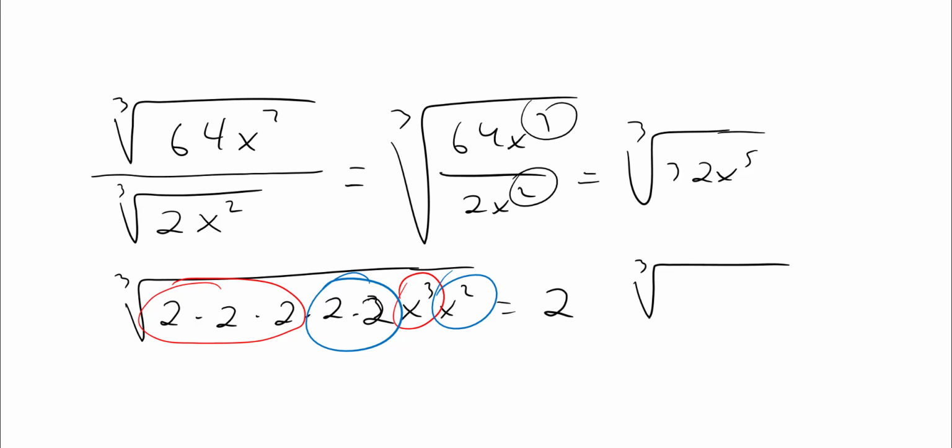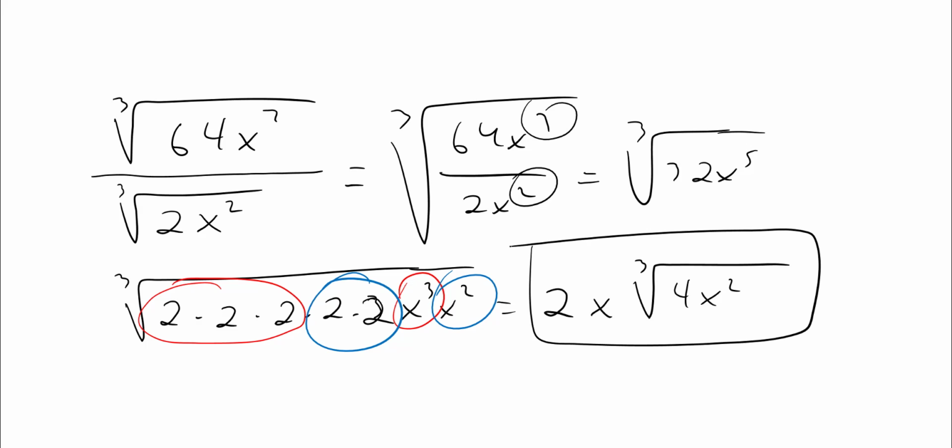So we take out the 2, right? 3 2's, so we take out 2, and also the x cubed. The cube root of x cubed is just x. You know what's left over? The stuff in blue, so it's 4x squared. That's your final answer. Okay, it's not bad.